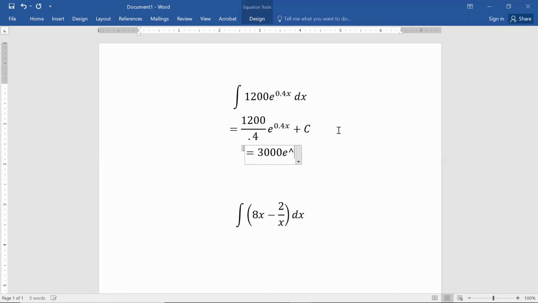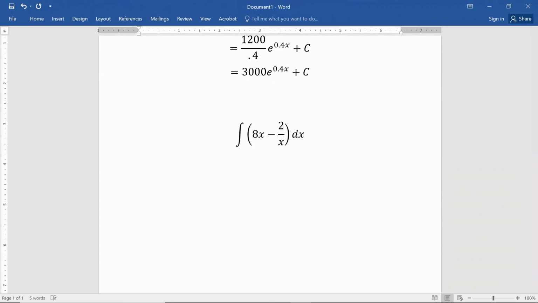You can rewrite this expression as 3000 e to the 0.4x plus our constant c. That is the indefinite integral or the class of antiderivatives for this function 1200 e to the 0.4x.